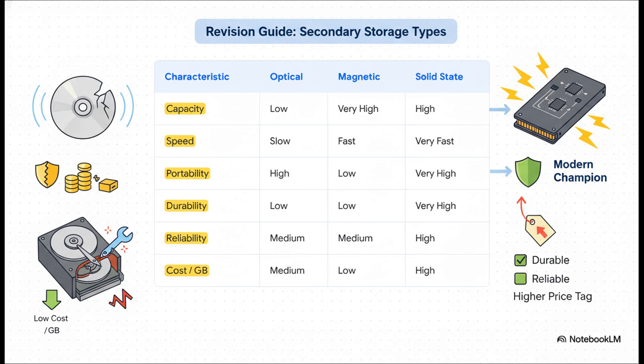So you have optical, like a CD or DVD, great for portability, but really slow and easy to scratch. Then there's magnetic, your classic hard drive. It gives you tons of space for a really low price, but it has moving parts, which makes it a bit fragile. And finally, solid state, or SSDs. These are the champs. Super fast, really durable, no moving parts, but yeah, they do cost more.